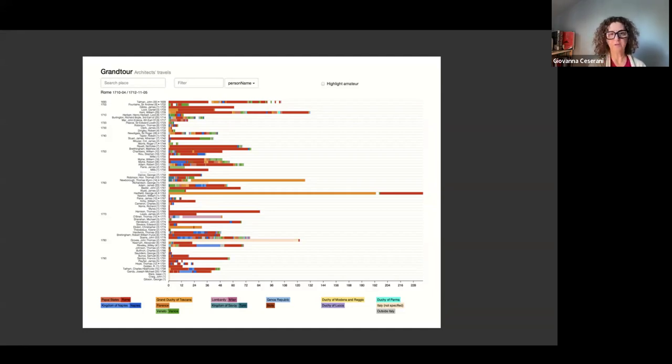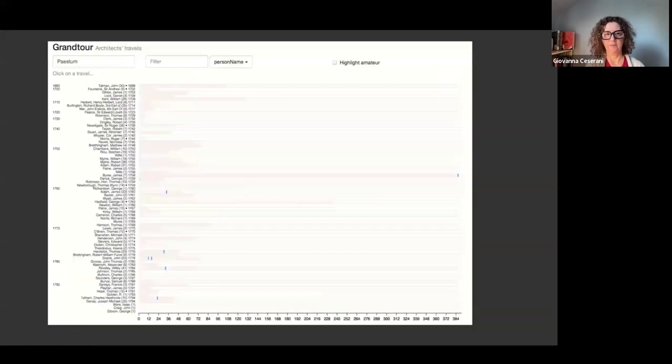And in the search box above, you can also search by a person's name, which will highlight the single timeline, or by a place. So what do these visualizations allow us to see?